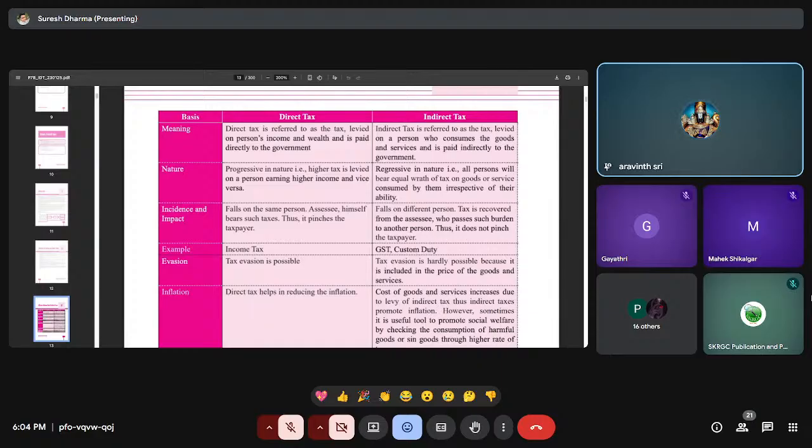Here we see that I am the businessman. I sell the goods. I am the person, but the one who collects the goods, the final consumer, pays the tax. So incidence and impact are different. Incidence is on my business. Impact is on my customer. If I purchase from the manufacturer, the incidence is on the manufacturer. Who is the purchaser? I am. So the impact is different.